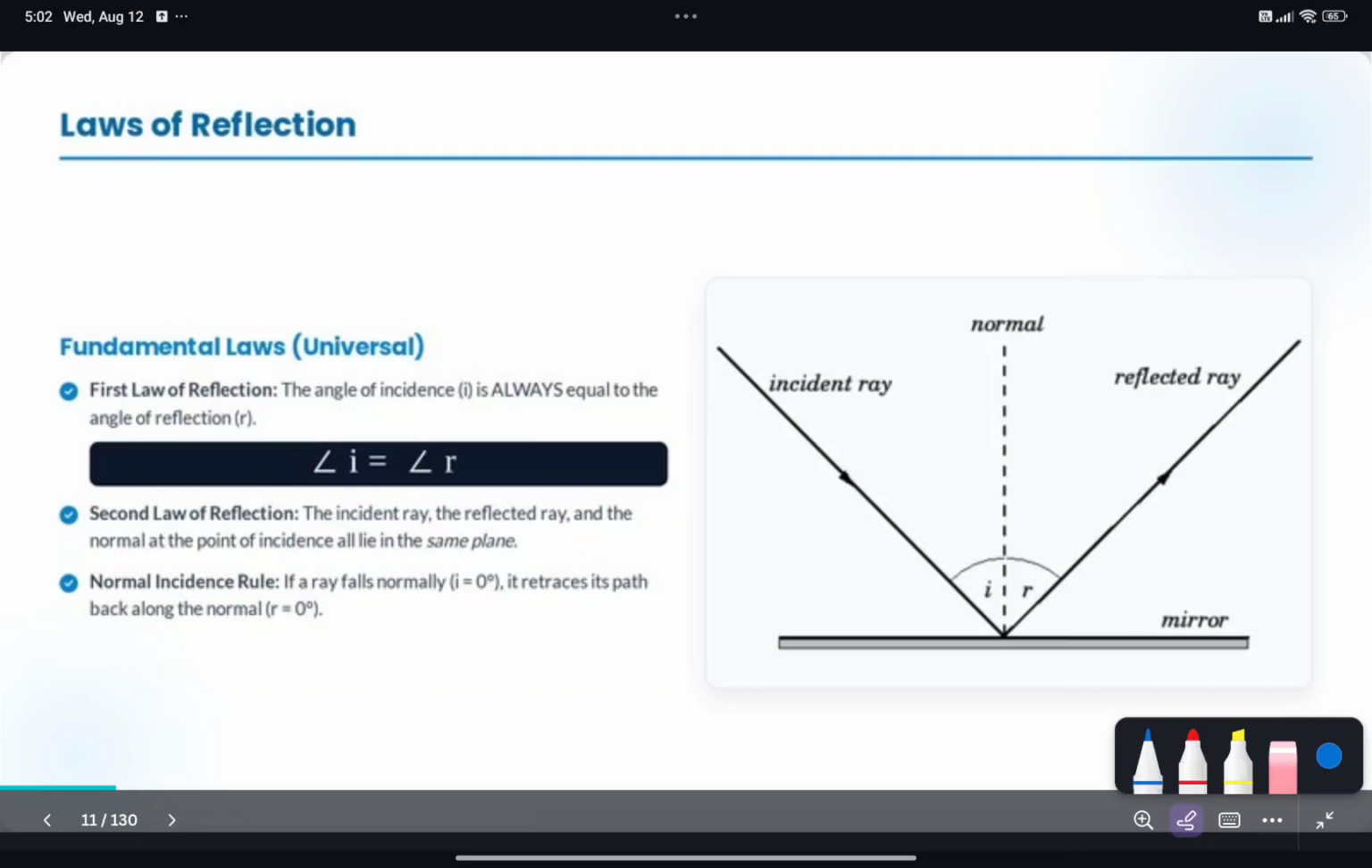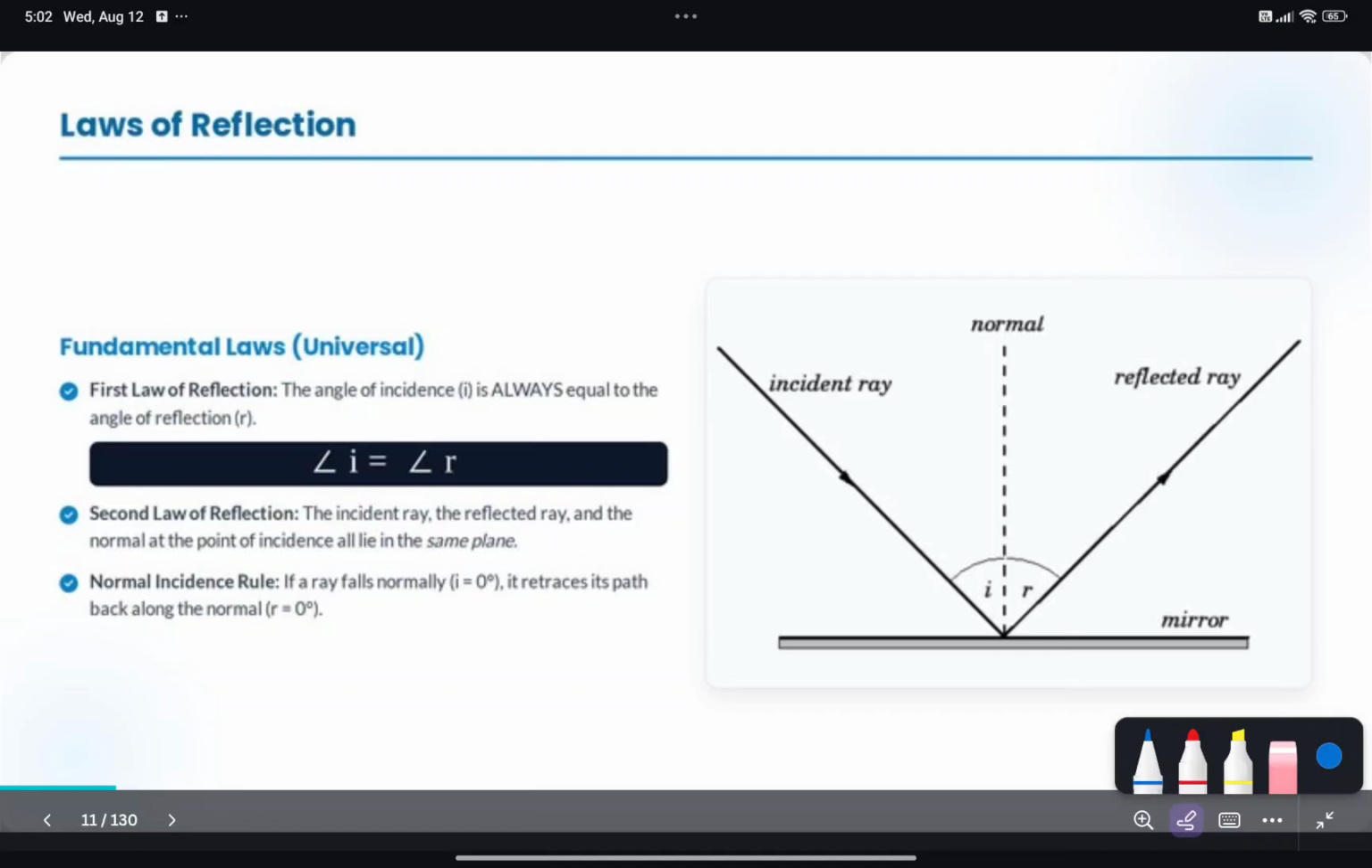Laws of reflection. How many laws of the reflection? Two. What are they? You have any idea about the laws of reflection? Explain it. First one is the incident ray, the normal, and the reflected ray all three lie on the same plane. Exactly. That is the first law of reflection. The second one is the angle of incidence is equal to the angle of reflection. Yes, those are the two laws of the reflection.